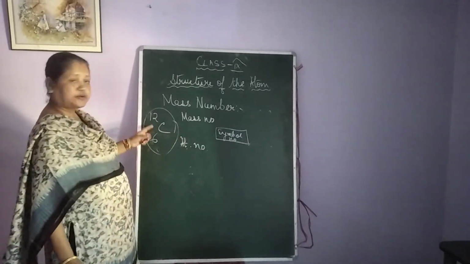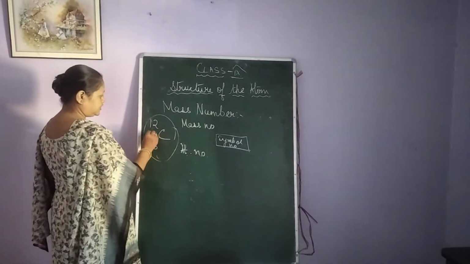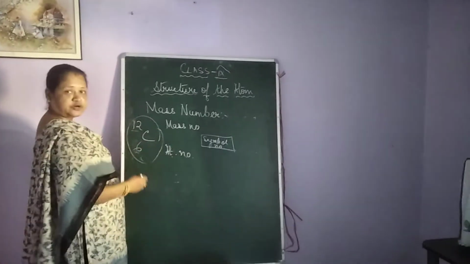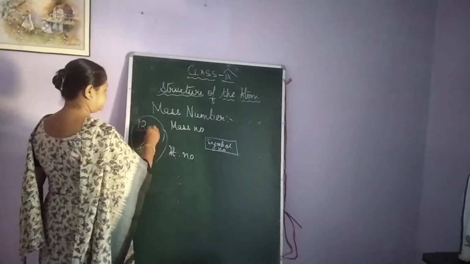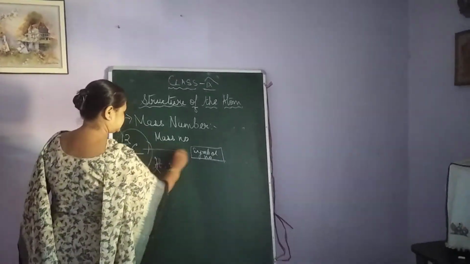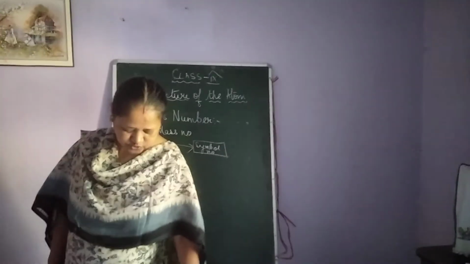So when you are given any assignment and it is written 12C6, we pronounce it in that manner. That means 12 is your mass number, 6 is your atomic number, and the symbol is given as this. So next is isotopes.